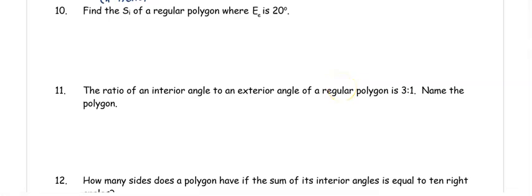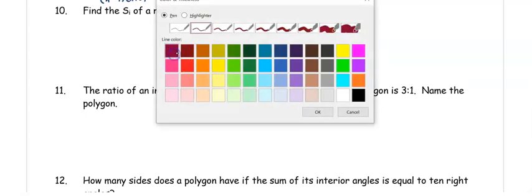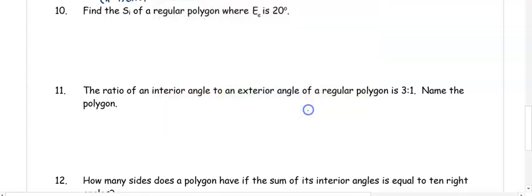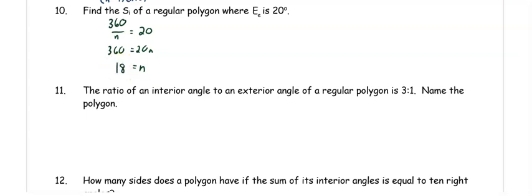In number 10, find the sum of interior angles when the regular polygon exterior angle is 20 degrees. So we have 360 over n equals 20. 360 equals 20n, so n is going to equal 18. Now that we have 18 sides, to find our sum of interior angles, we're going to do 180 times 18 minus 2, which is going to be 2,880 degrees.